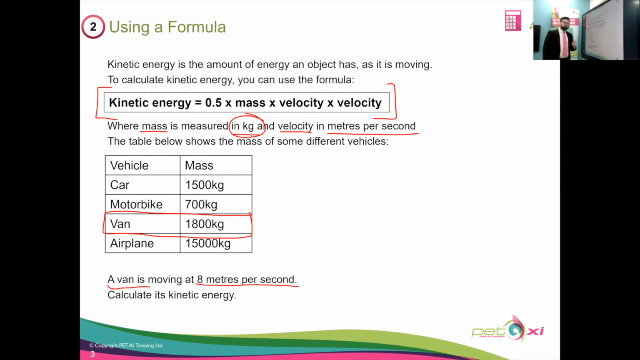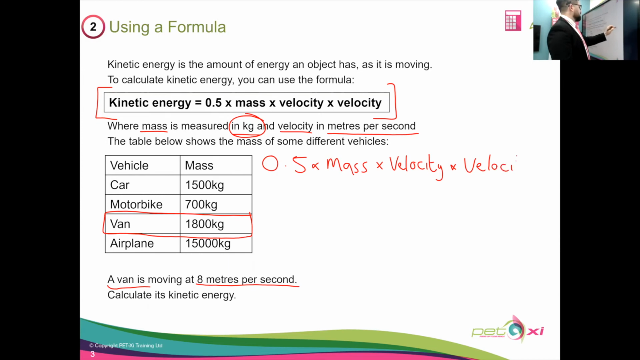Fantastic. So now we're going to put all of those pieces of information into our formula. So rewrite your formula. So 0.5 times mass times velocity times velocity. Now, you can, if you want to, another top tip that will just save a little bit of time, you can write 0.5 times m for mass times v for velocity times v for velocity again. Okay, but it's entirely up to you, however you will do that to remember it.